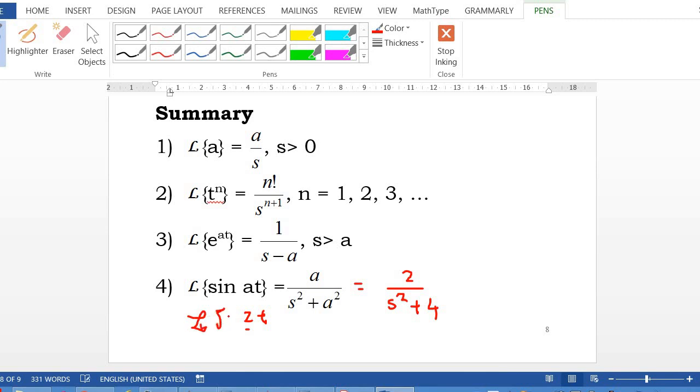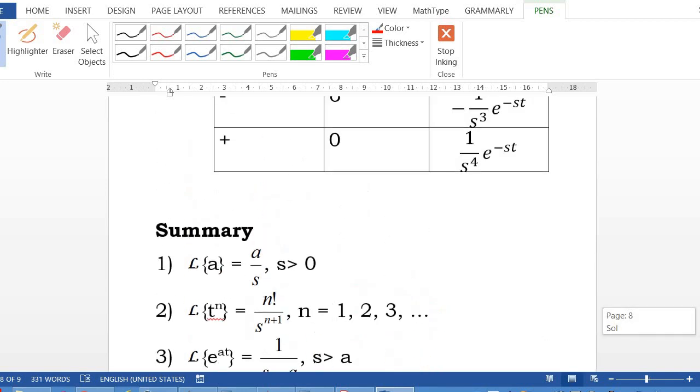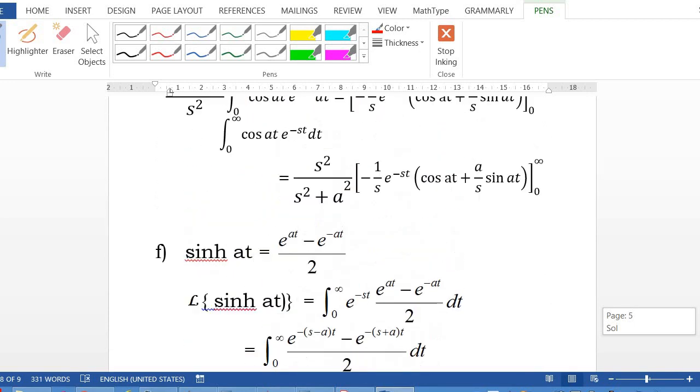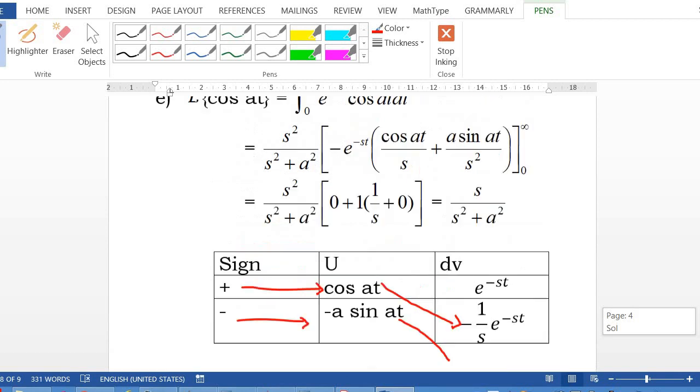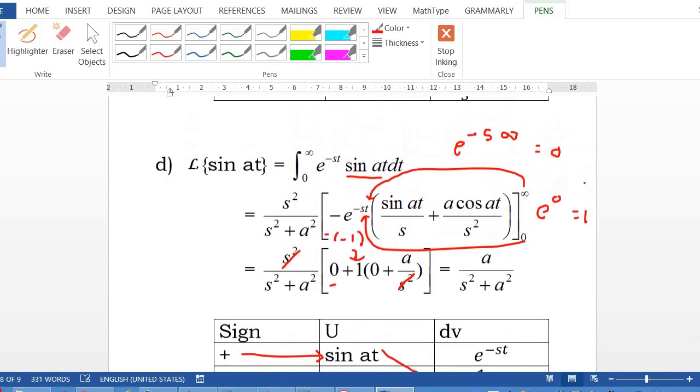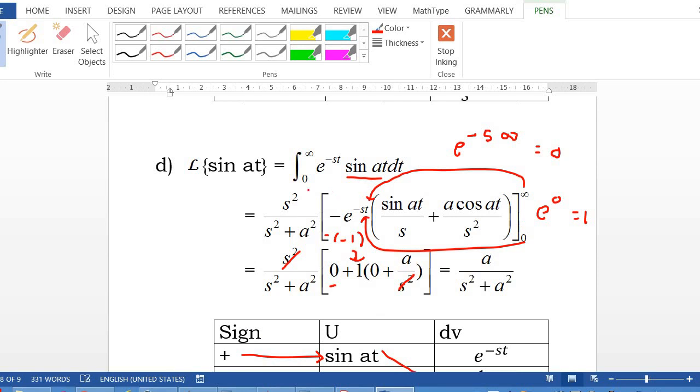If I say Laplace transform for sin 2t, so a is 2, replace a here by 2, so s squared plus 4. Okay, just now I promised to show you how you get the result here by the tabular method, and how to do the integral of e to the negative st sin at using the tabular method.